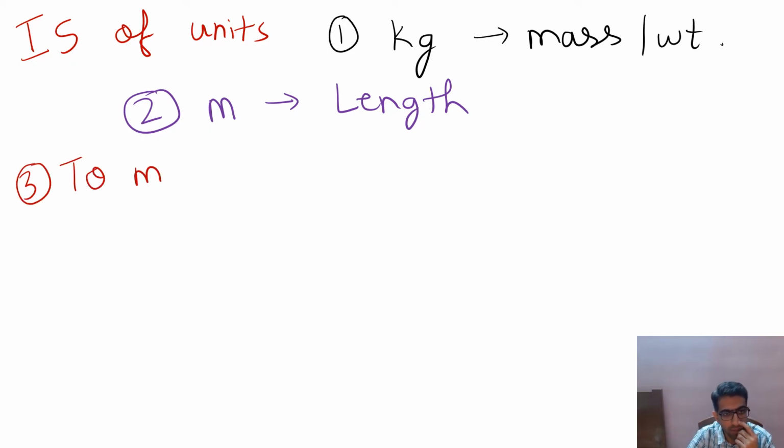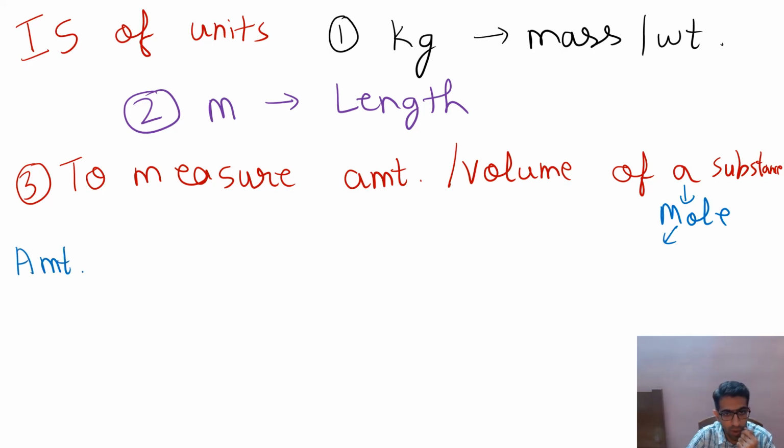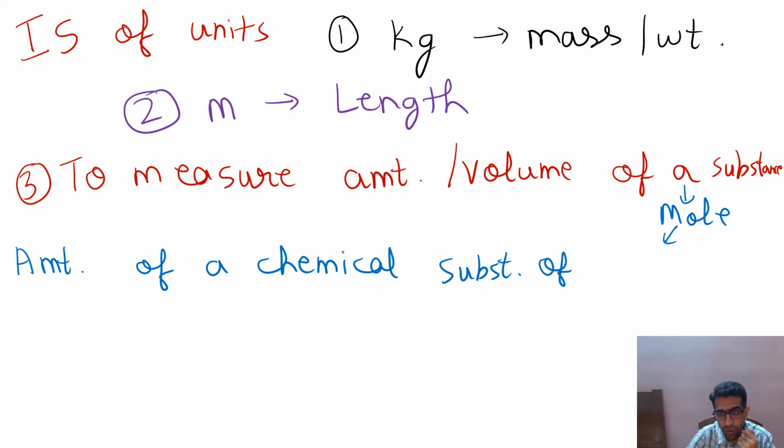That is to measure the amount per volume of a substance. To measure the amount of a substance, this particular entity is known as a mole. So mole is basically defined as the amount of a chemical substance. This is a very important definition for all of you. The amount of a chemical substance of which its weight in grams equals its molecular weight.